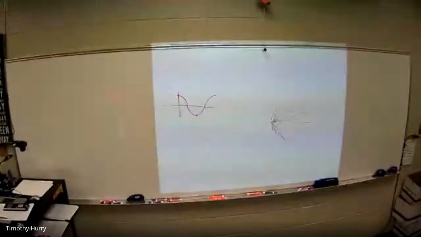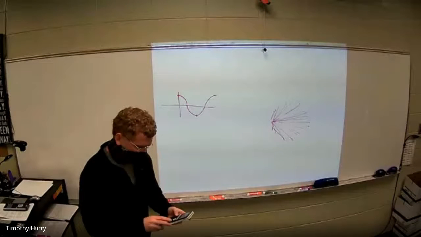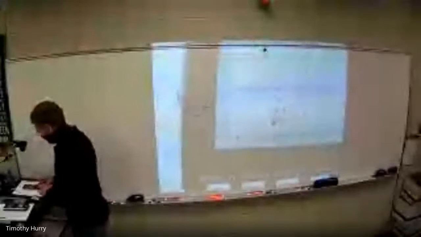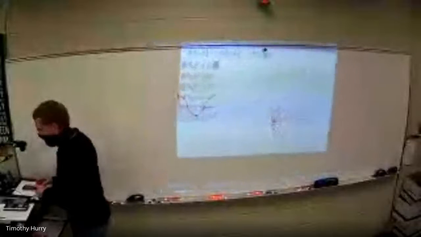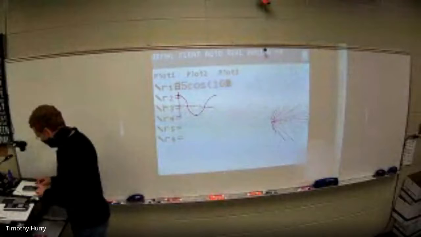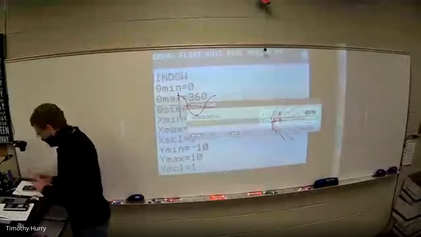So right here, I want this. All right, so check this out. Mode, polar, zoom 6, zoom 5. Okay, so check out r equals 5 cosine 1 theta. And now check it out. I'm going to go to window to help us think.